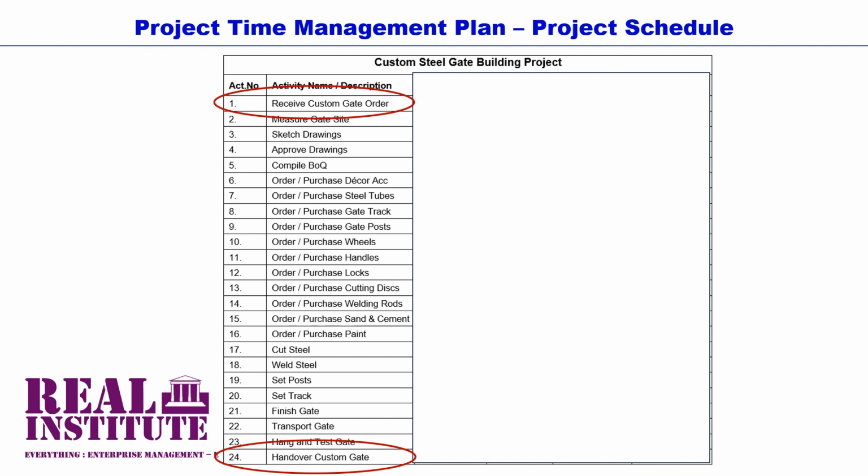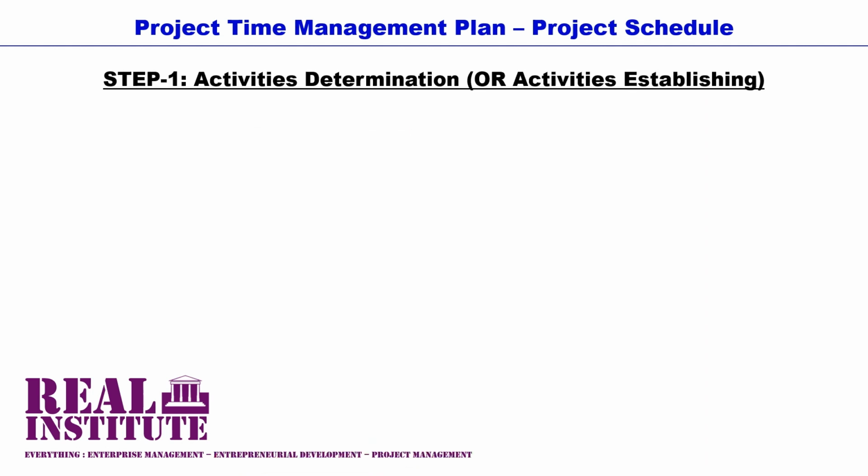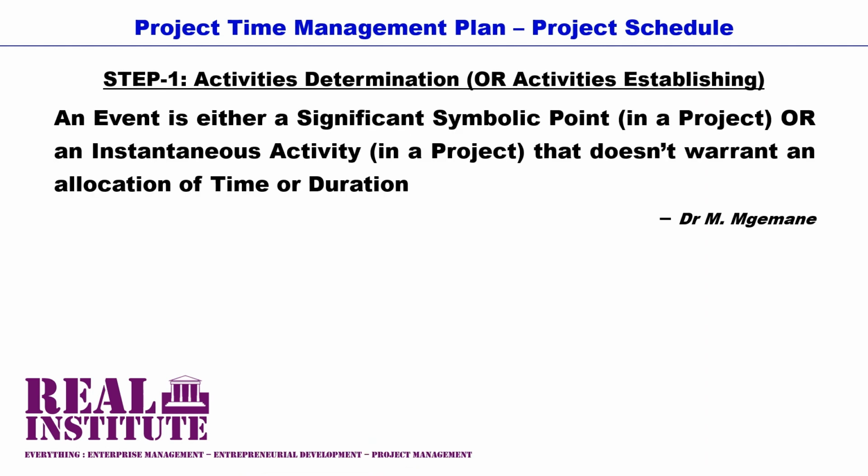Please note that in project management, and particularly in project time management planning, some project activities are referred to as events. And an activity that is regarded as an event has 0 duration. An event in project management is either a significant symbolic point or an instantaneous activity that does not warrant an allocation of time or duration.